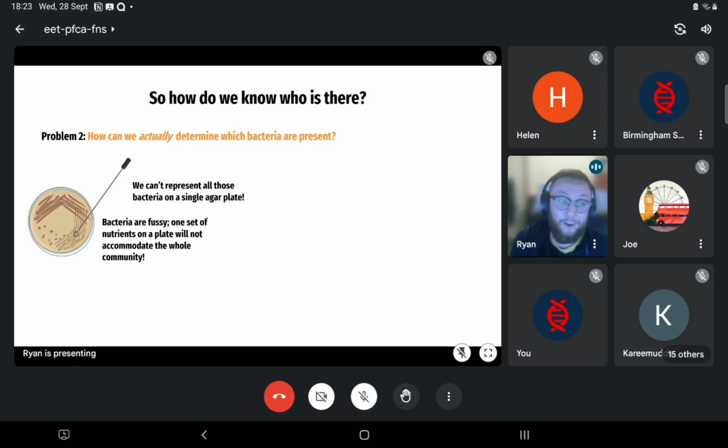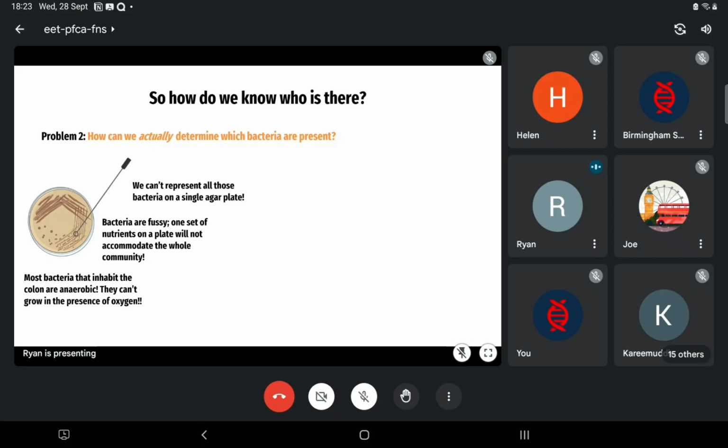And bacteria, believe it or not, are very fussy. If we have one agar plate with a set of nutrients on it, that won't accommodate the whole community. Some bacteria will prefer different substrates to grow on than others. So there's not really a one shoe fits all approach for agar plates. And plus, most of the bacteria that inhabit the gut, especially the colon, are anaerobic, so they can't even grow in the presence of oxygen. So all you'd find on that agar plate is your aerobic bacteria, which would be very biased, and it wouldn't represent a good snapshot of the community that you're looking at.